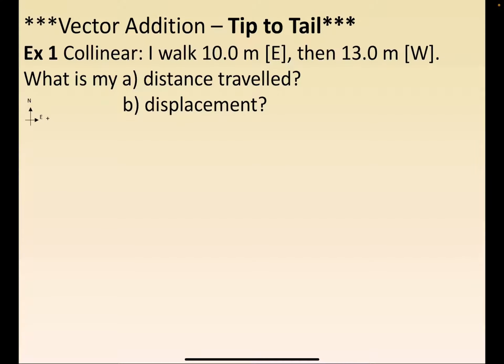All right, let's say I'm going to walk 10 meters east and then 13 meters west. Just notice I've labeled some directions over here, so I know north is towards the top of the page, east is to your right. I'm going to go east, this way. Let's say there's 10 meters. Then I'm going to turn around and go west, and here's 13 meters.